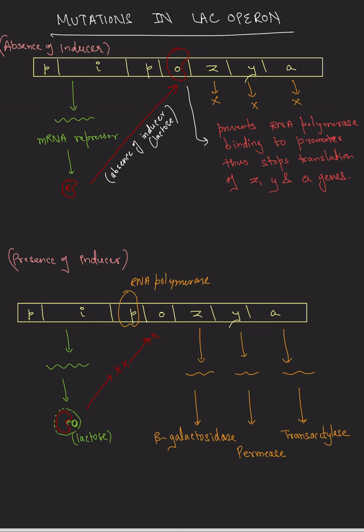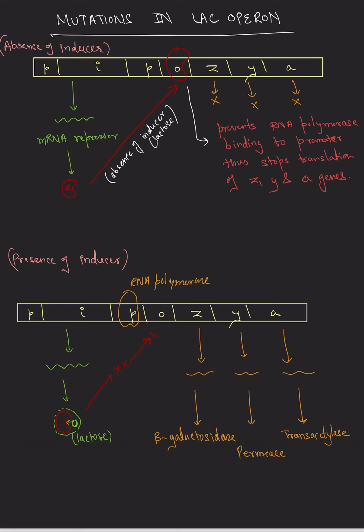In Lac Operon. So Lac Operon is basically a polycistronic structure where there are several structural genes under the control of promoter and the operator region. So we are going to discuss what happens when there are mutations in the Lac Operon. Before starting with the mutation, first you should know the basic concept of the Lac Operon.